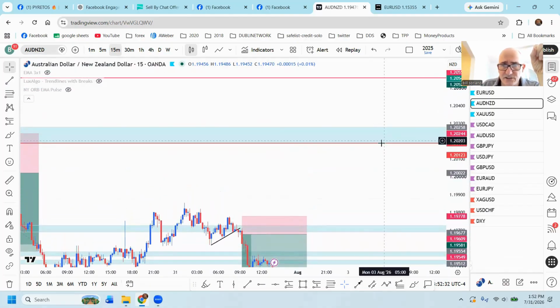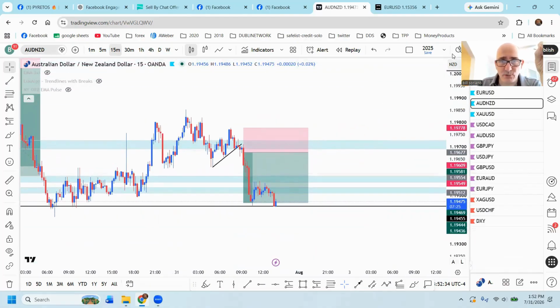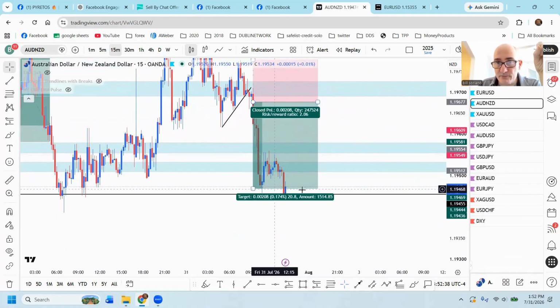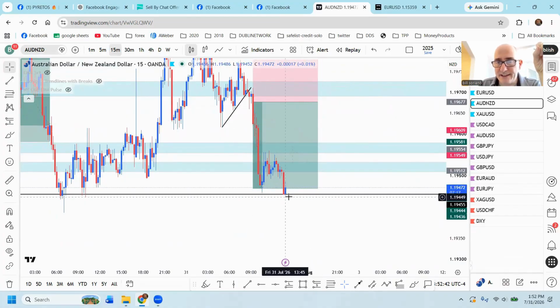So this is really in the bottom range, but there was enough room here for me to take this trade. There was enough room for me to get a 1 to 2 on this trade. And sure enough, look what happens when it hits that daily range low.